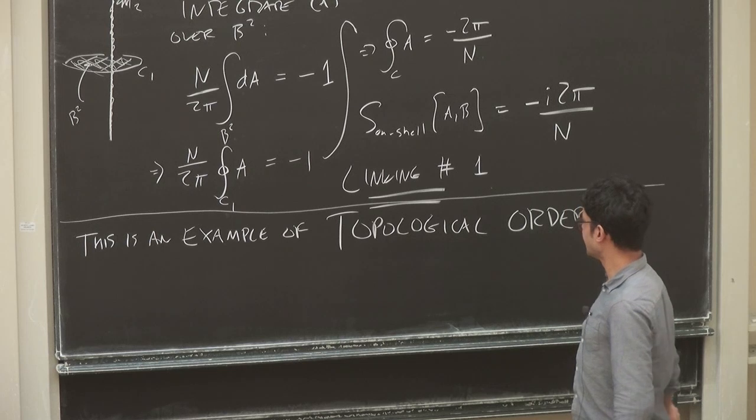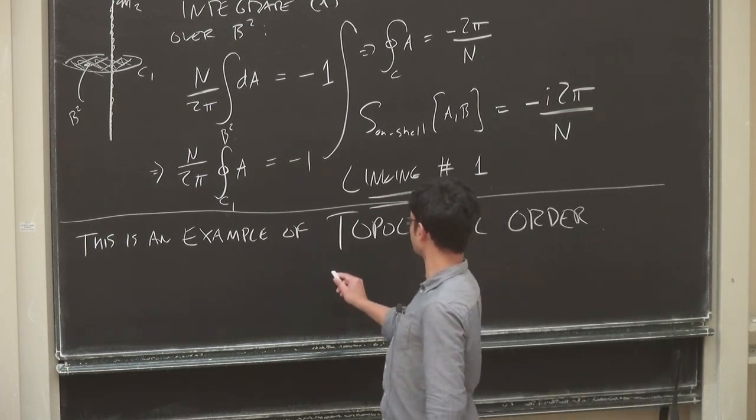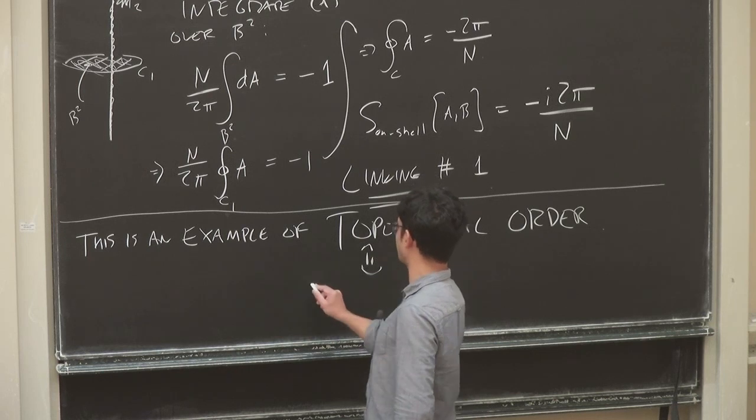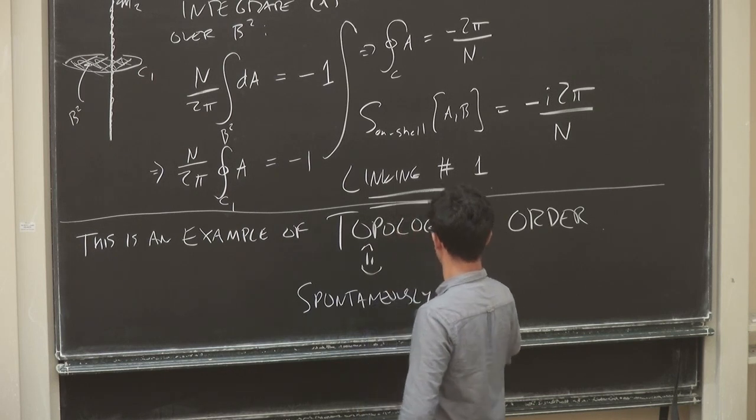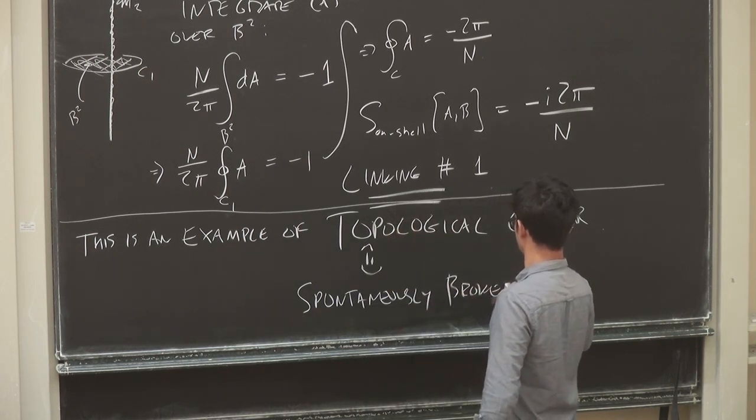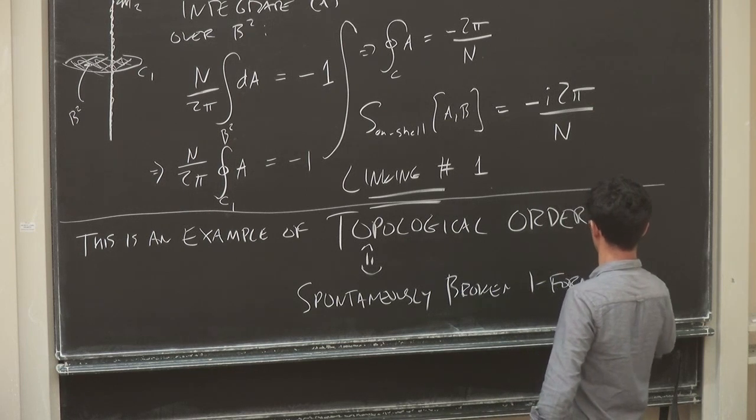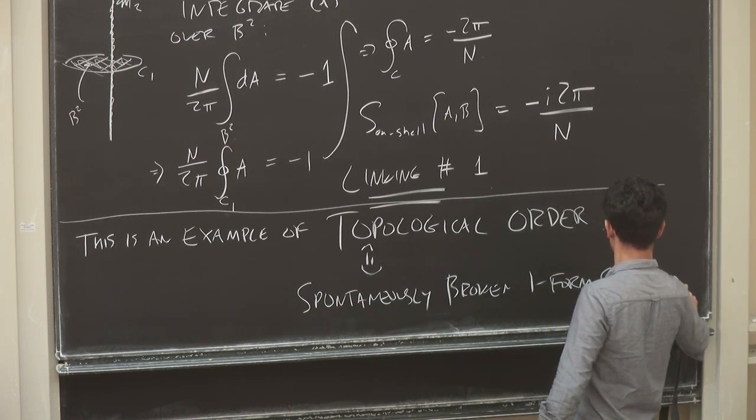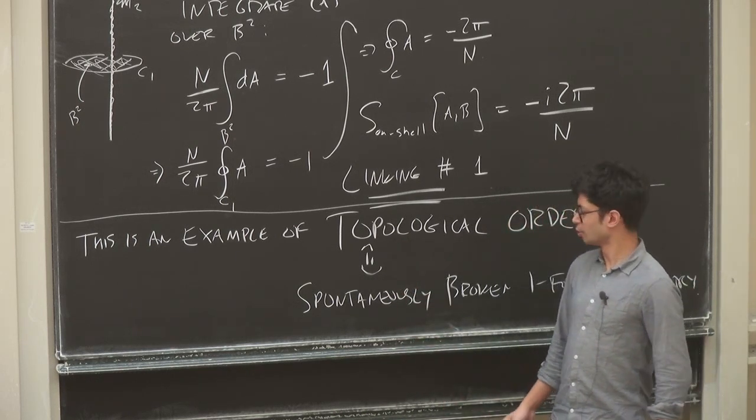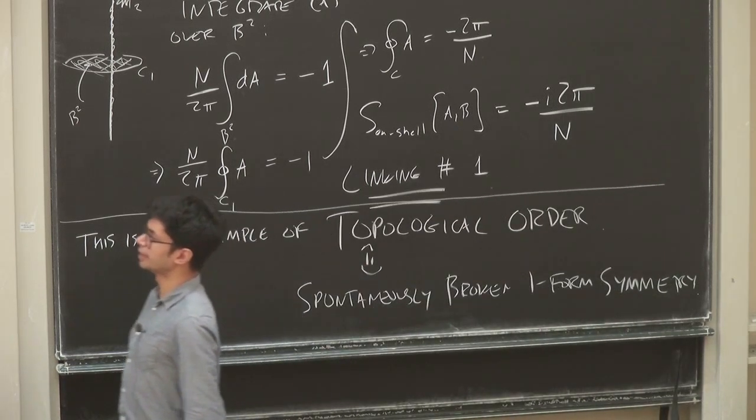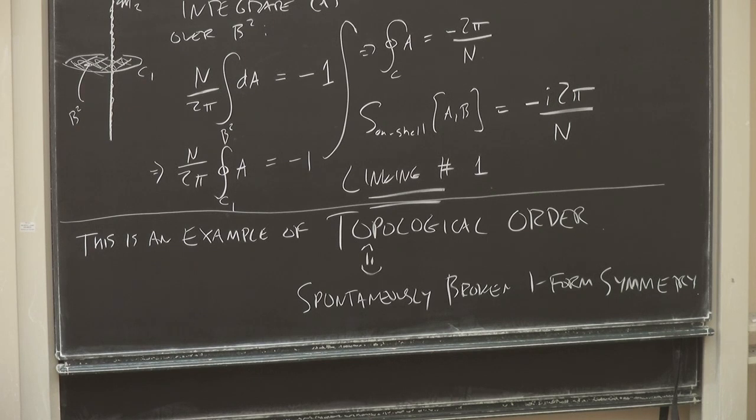And what we've seen is that in this case, topological order is essentially equivalent to having a spontaneously broken higher form symmetry. They are really basically the same thing. When you have a spontaneously broken higher form symmetry, then you have objects that have perimeter laws, or even simpler, that have a non-trivial linking, and so they're really the same thing. In this way, we can realize topological order in the Landau paradigm.